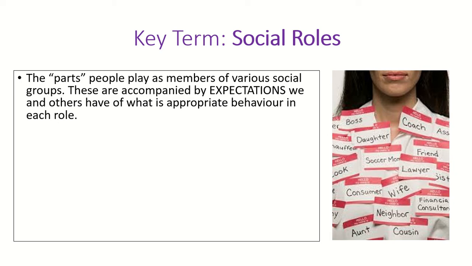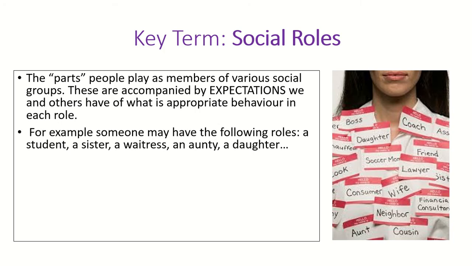As you can see in the picture on the right, that's just a picture to show you all the different roles that a person may have. Her job is a lawyer, so she obviously is going to have very different behaviour when she's a lawyer than if she is an auntie or a wife, for example. I've talked you through this already, but someone could have the following roles. This is obviously a female: a student, a sister, a waitress, an auntie and a daughter. They've got different roles and different behaviours which would be appropriate when they're in that particular role.